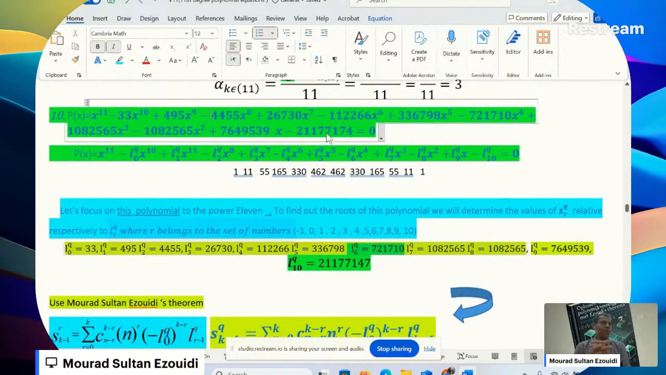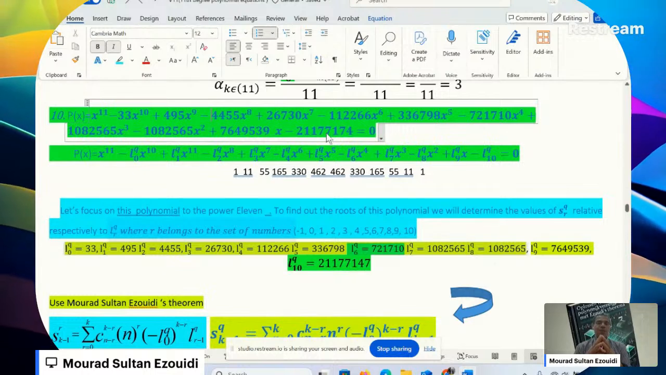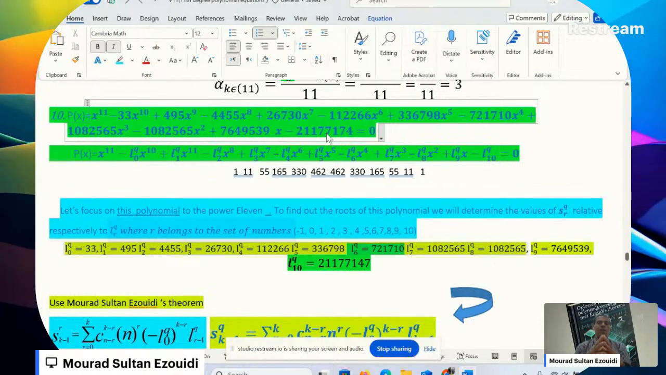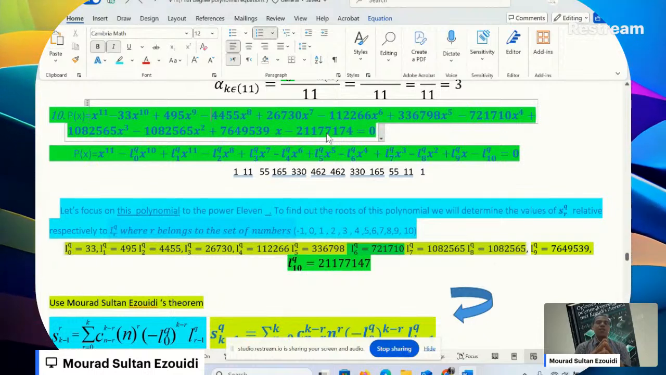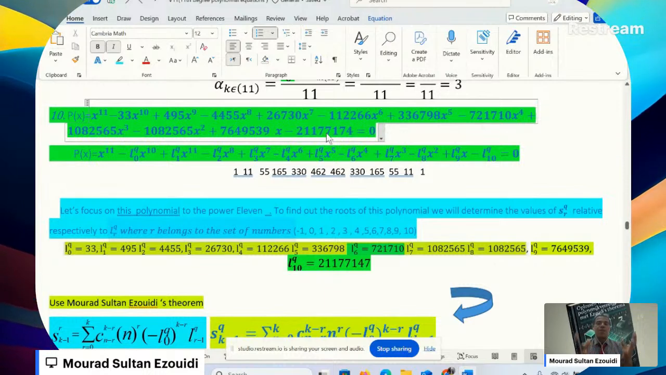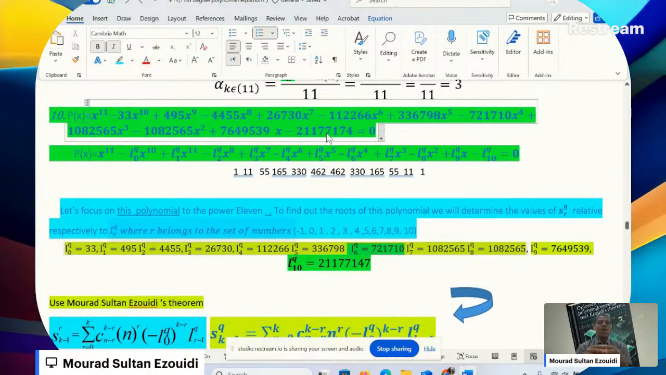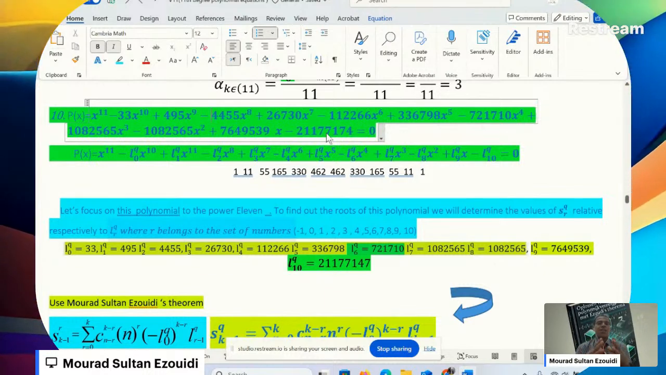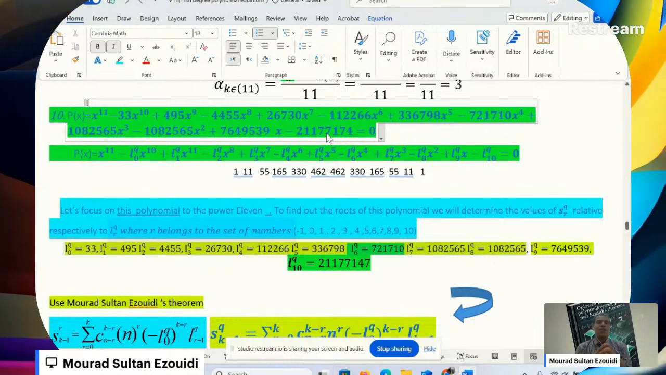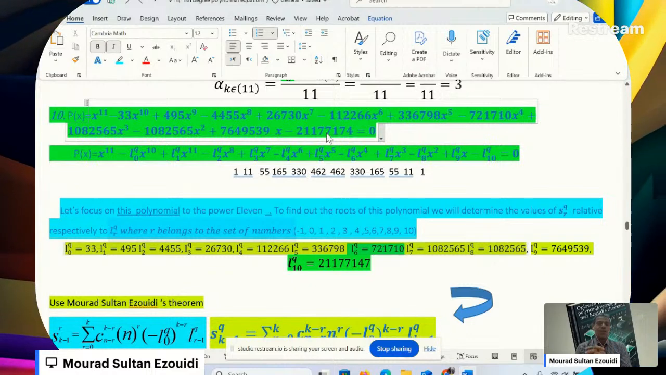So here, this is our 11-degree polynomial equation. We'll apply Ezouidi's theorem, and we'll find the new 11-degree polynomial equation that depends on its coefficients. That will be derived from Ezouidi's theorem, or the discriminant formula of Professor Mourad Sultan Ezouidi, and then you will see that this 11-degree polynomial equation, in fact, we can solve using a radical.